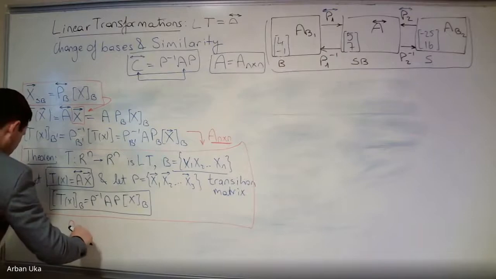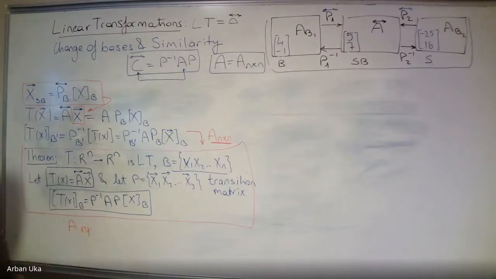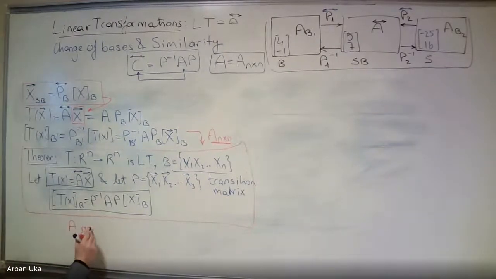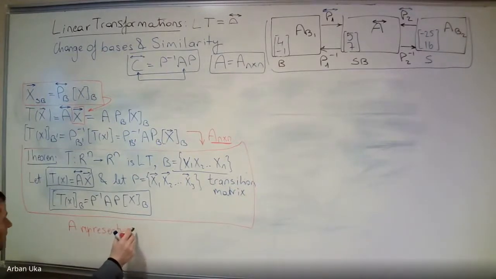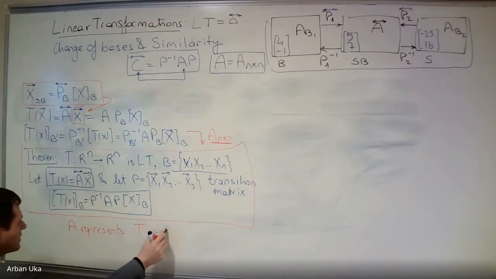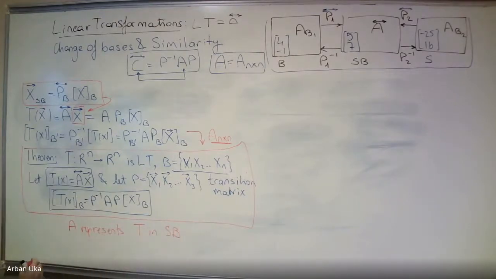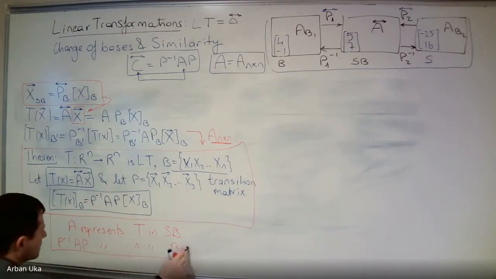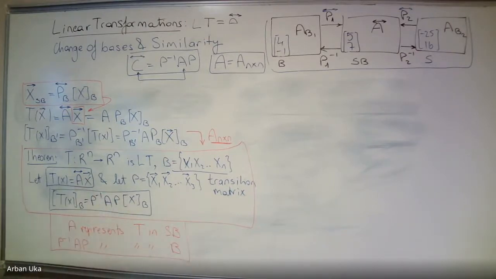So A represents the linear transformation T in the standard basis. Let me write it like this. And then P inverse times A times P represents the linear transformation T in basis B. So this theorem on top is equivalent to this table, which is a little more concise.